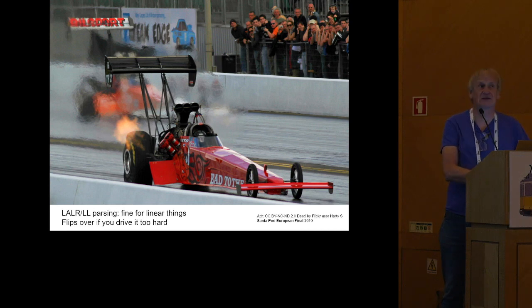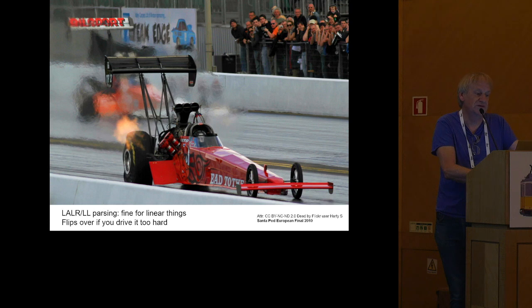The emphasis there is on deterministic parsing, linear parsing, and here's something that goes very, very fast in a straight line, and is my metaphor for your typical LALR parser. It's terrific if what you want to do is handle something near deterministic, but it's going to flip over if you drive it too hard.